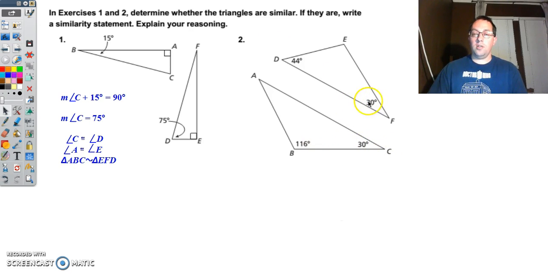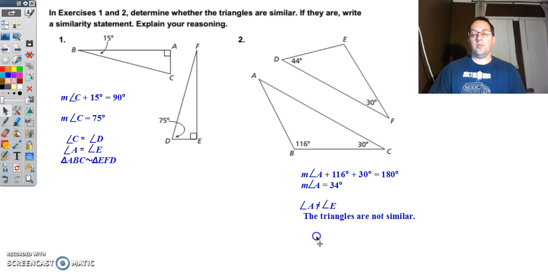Okay, we've got one congruent angle right here, angle C and angle F. We just need to figure out, do one of these two match up? So we're not going to say they're complementary this time because we don't have right triangles, but the angles do need to add up to 180. So the measure of angle A plus 116 plus 30 is 180. So the measure of angle A is 34 degrees, which does not match up with the measure of angle D. So those angles are not congruent, so these triangles are not similar. Alright.